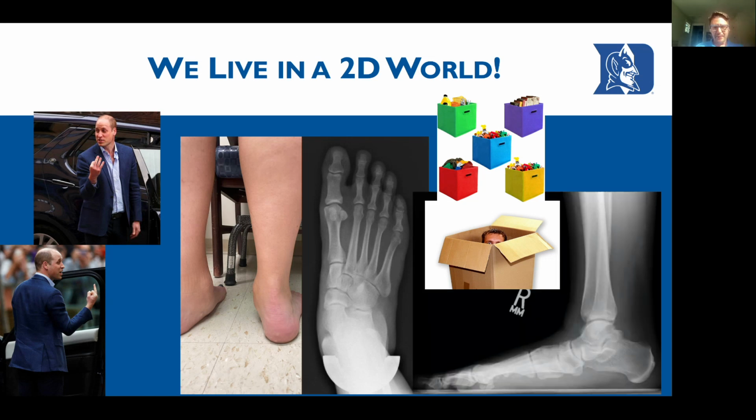We always think plane by plane. And then you see collapse like this, and you say, I'm going to do a Cotton, or I'm going to do a Lapidus, and I'm going to bring that first ray down. So we always try to compartmentalize things in different boxes, in different planes.